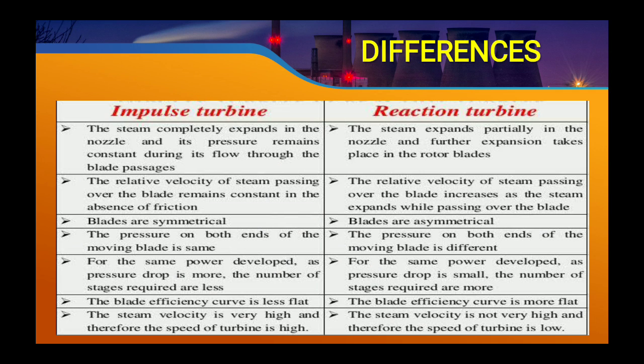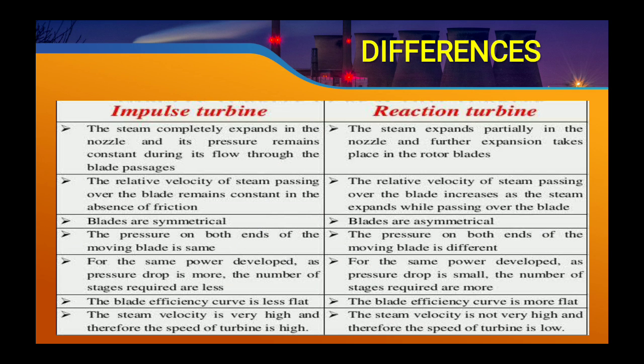The pressure on both ends of the moving blades is the same in an impulse turbine. In a reaction turbine, the pressure on both ends of the moving blades is different, because at first the pressure is supplied to the inner blade and then it is supplied to the outer blade. For the same power developed in the case of an impulse turbine, as the pressure drop is more, the number of stages required is less. So a high pressure steam is directly fed to the turbine blade, so fewer stages are required in the case of an impulse turbine.